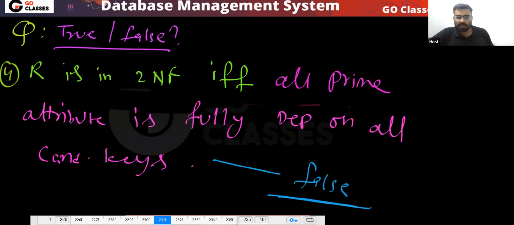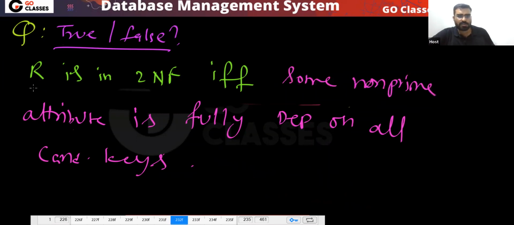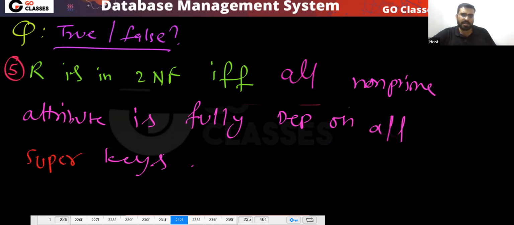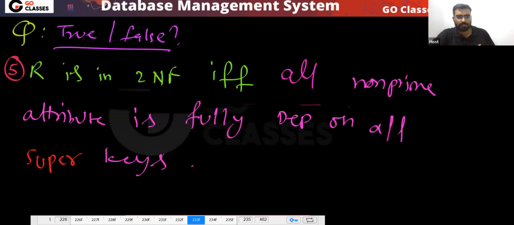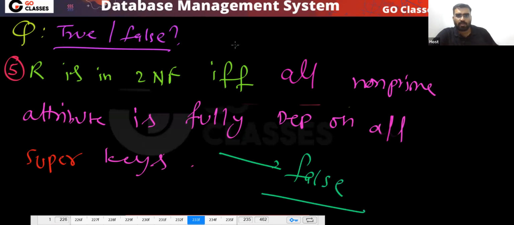What about this one? After this, the fourth and the fifth. If I change all here and all here, but now I make this change, here if I make it super key: all non-prime attributes fully dependent on all super keys. Now tell me. This statement is false. Only candidate keys. Why is this false?